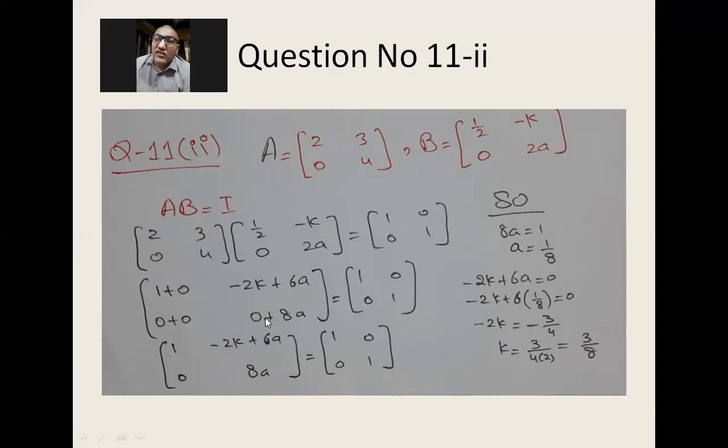0 plus 0, that's 0. 0 plus 8a is 8a. And that whole thing is equal to 1, 0, 0, 1. So they are equal, so you can do the comparison. So you see 8, 1 is equal to 1, 0 is equal to 0. So it means 8a will be equal to 1 here.